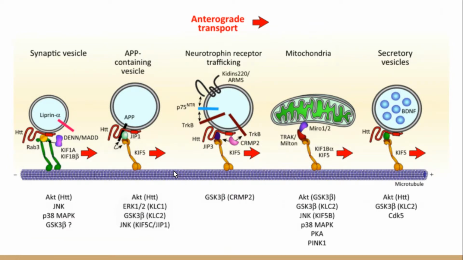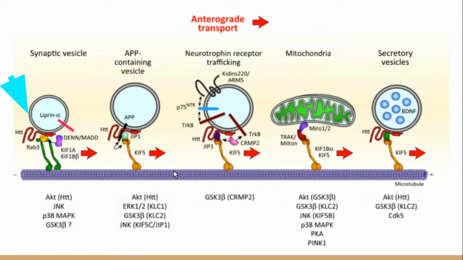Before moving to RNA granule transport, I wanted to throw this figure in. It's a nice summary of kinesin transport and shows many of the players we've discussed so far. So synaptic vesicles are known to be transported by many different kinesins, probably depending on the specific neuron, the cell type, subcellular localization, developmental stage, and other things like that.